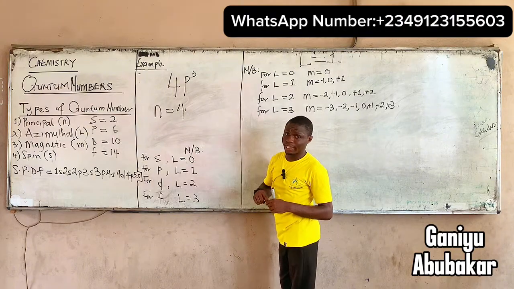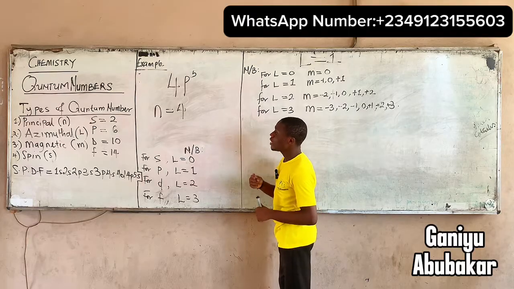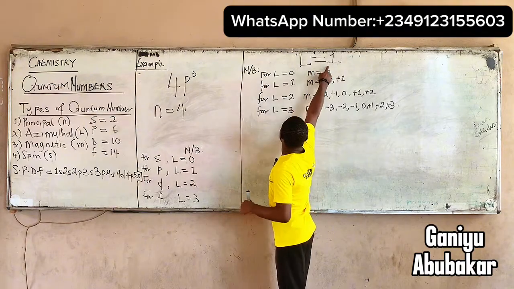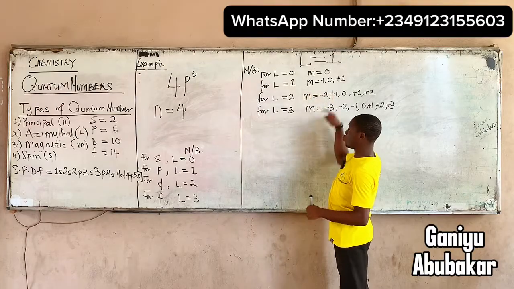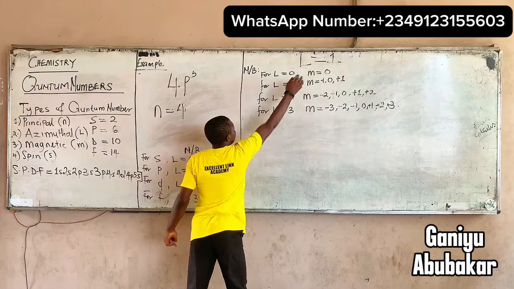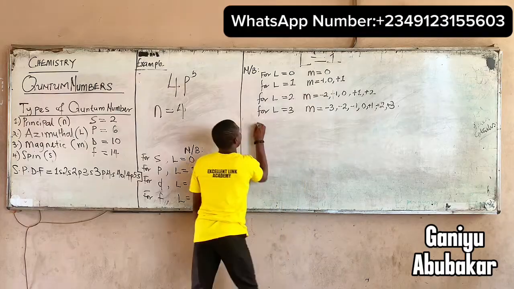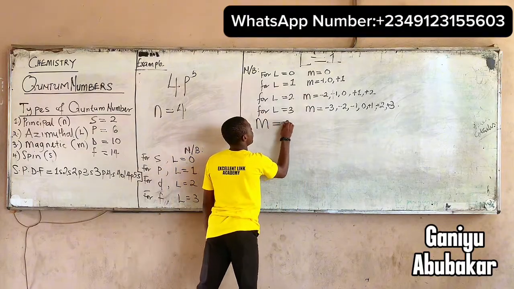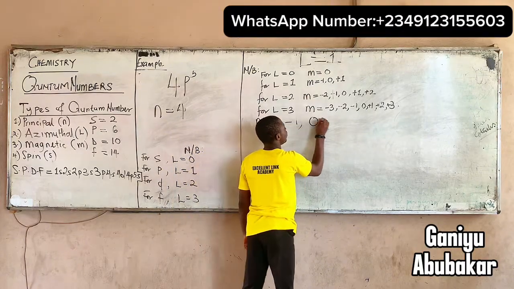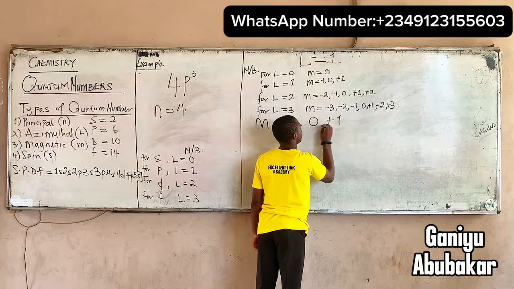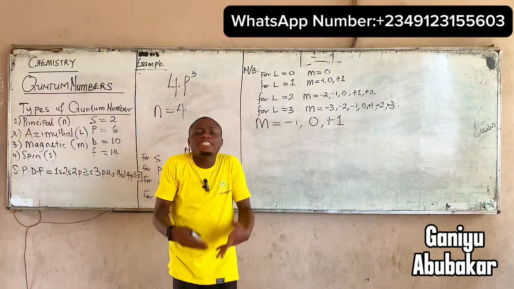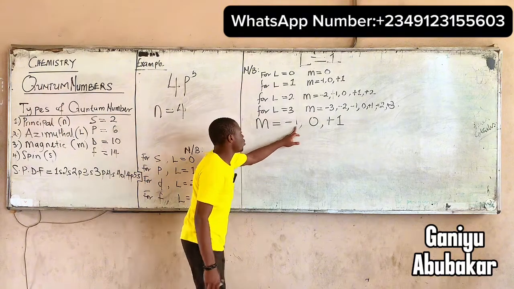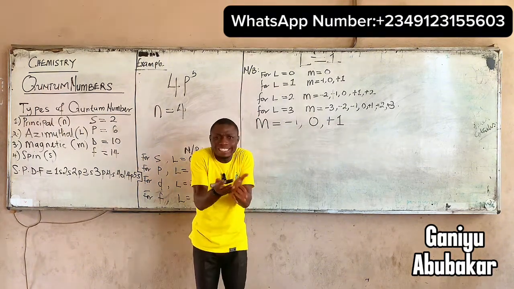Let's get magnetic. For magnetic there, we said when L is 1, what's magnetic? Minus 1, 0, and what? Plus 1. So since my L is 1, magnetic M is minus 1, 0, and plus 1. So this is my value for magnetic. But what's the exact value?